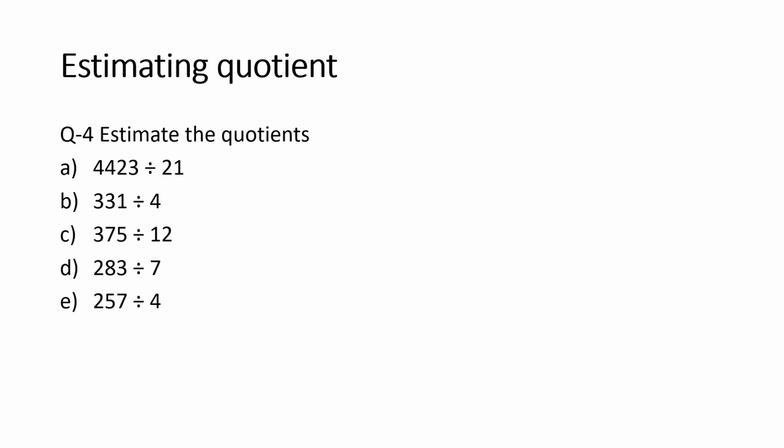Now it is practice time. Estimate the quotient for these questions. 4423 divided by 21, 331 divided by 4, 375 divided by 12, 283 divided by 7, 257 divided by 4. So use compatible numbers to estimate the quotient.